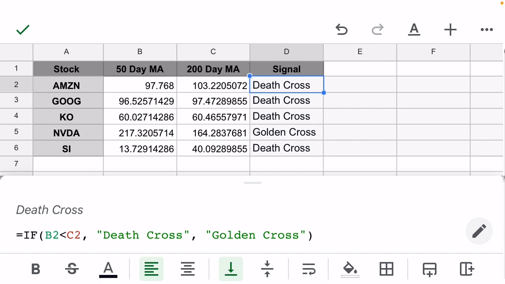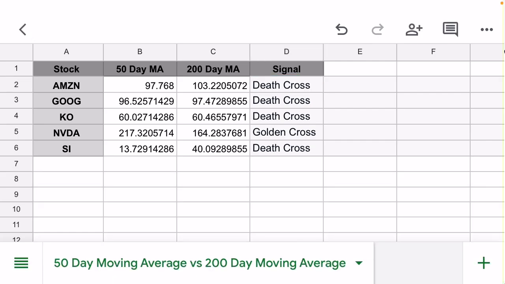So I hope this helps you out. It can be a guide of when the market is signaling a buying opportunity and when it's signaling a selling opportunity, but it's not guaranteed. You want to use different things.